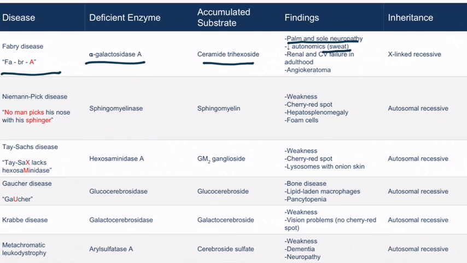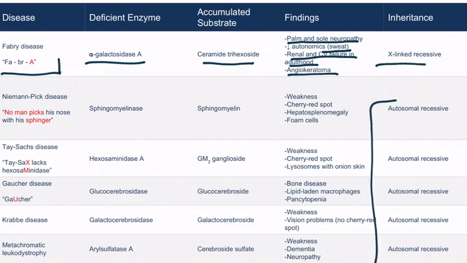Accumulation in the arteries results in renal and cardiac ischemia, which puts these individuals at an increased risk of developing renal and cardiovascular failure in adulthood. Accumulation in the vascular system also results in angiokeratomas, which are benign vascular skin lesions. Finally, notice that this is the only lysosomal storage disease on our table that is X-linked recessive, while the rest are autosomal recessive. Now notice the mnemonic right here.